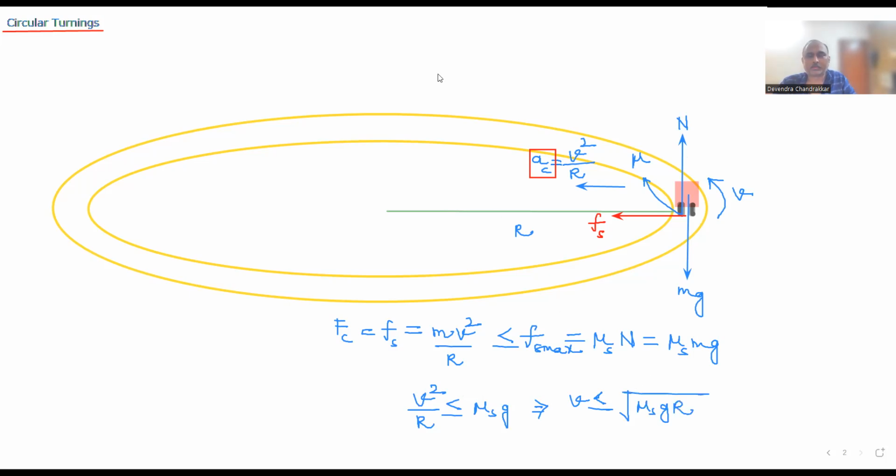Tell me, children, I hope all of you understood this. Yes or no? Yes, sir. So now always remember, the velocity should always be less than or equal to root of mu s g r for a safe turning of this vehicle. Got it? So v depends on which values? g and r are constant for every vehicle, but it depends on the coefficient of static friction. Do you understand?